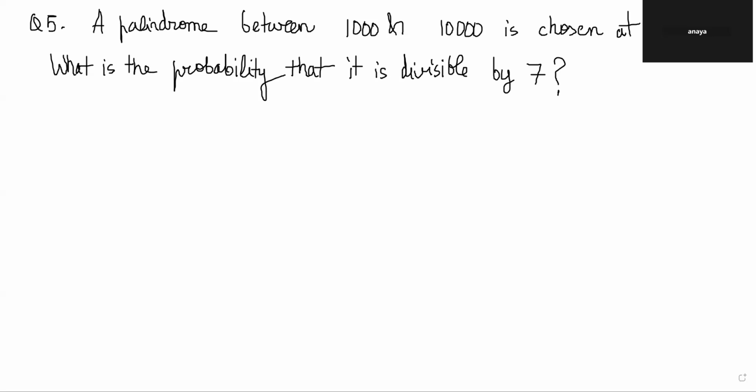A palindrome is a number which is the same from both sides. What is the probability that it's divisible by 7?